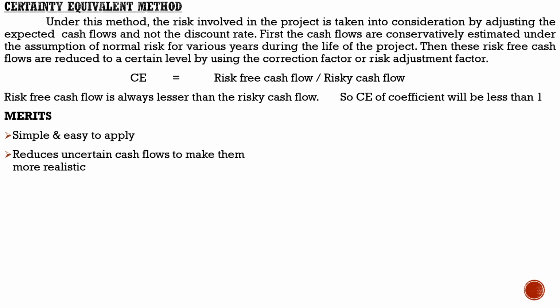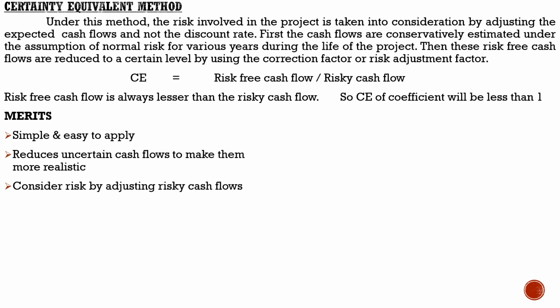Reduces uncertain cash flows to make them more realistic. As I have mentioned earlier, in this method a certainty equivalent factor is used. It is actually a factor which is used to identify the certain cash flow that we are going to earn. For example, the cash inflow from an investment is 1 lakh and the certainty equivalent factor is given as 0.7. That means 70,000 rupees are certain, which we are going to earn for sure. That is the concept.